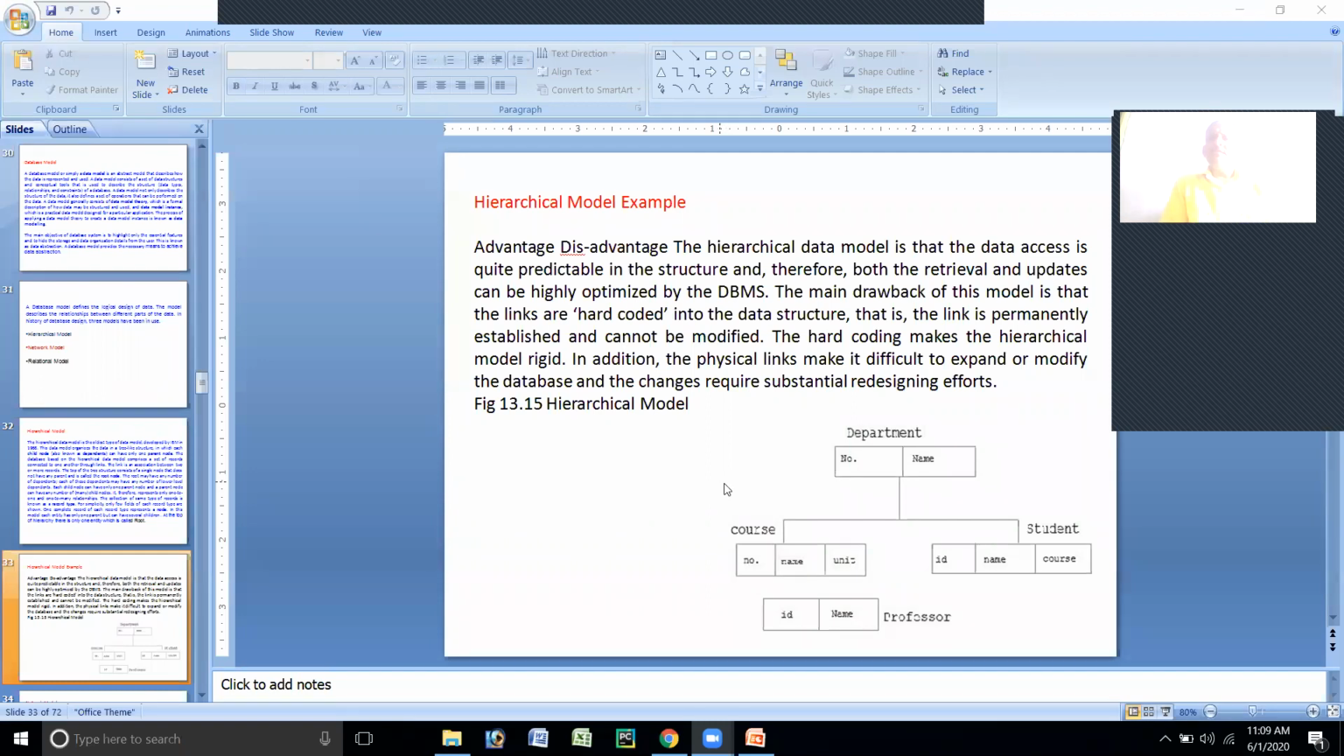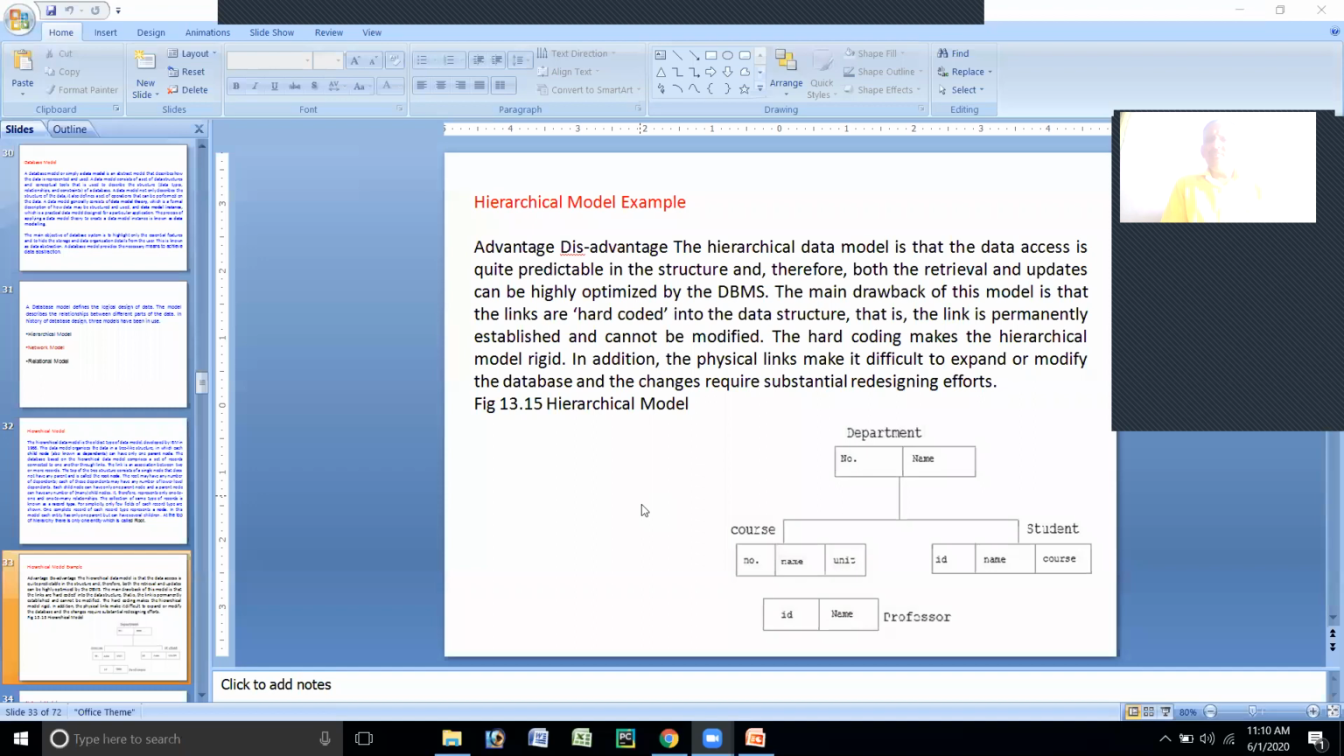Then the disadvantage. That was the advantage; now the disadvantage. The main drawback of this model is that the links are hard coded into the data structure. That is, a link is permanently established and cannot be modified. The link between one record or node and another node is fixed. It cannot be modified. This is the drawback. The hard coding makes the hierarchical model rigid. It is fixed; you cannot alter that.